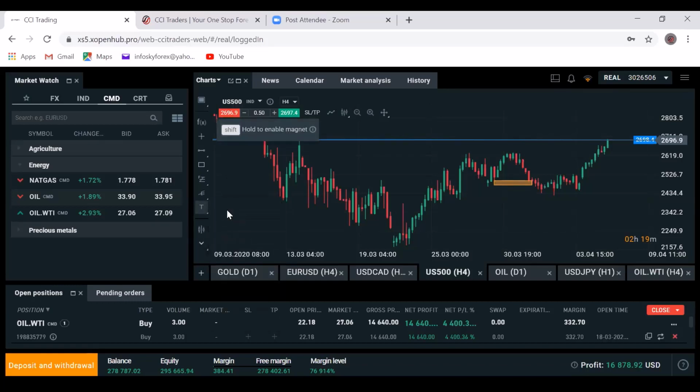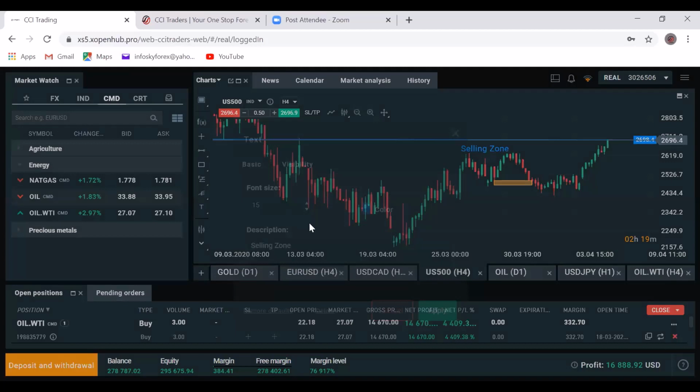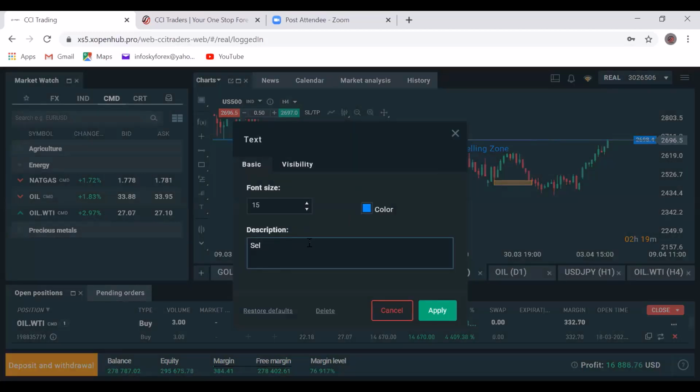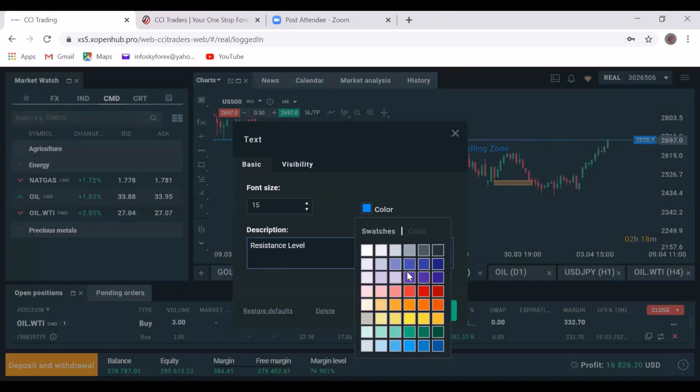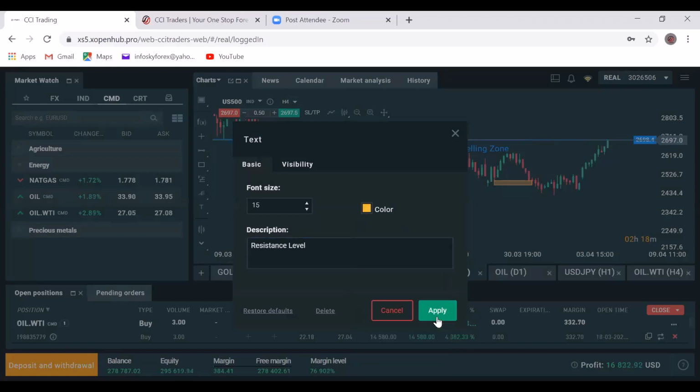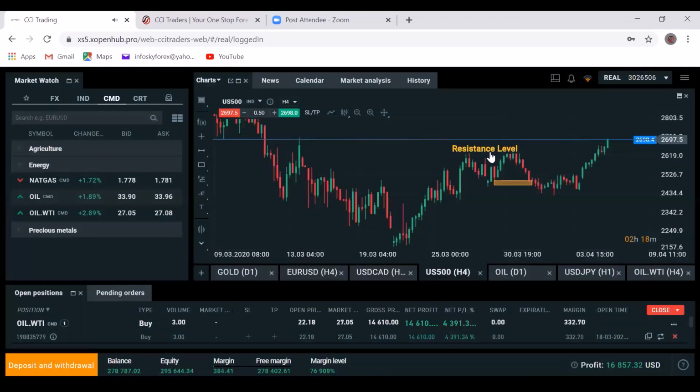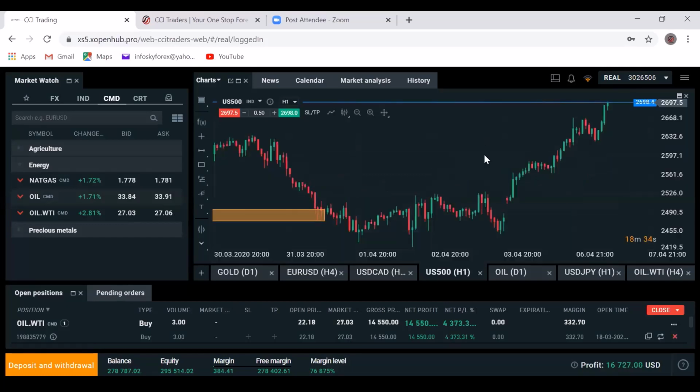Let me change the color to yellow. So here was a resistance level, and it has broken the resistance on 4 hours. Let's check what it looked like in 1 hour. The 1 hour chart is at an overbought level.